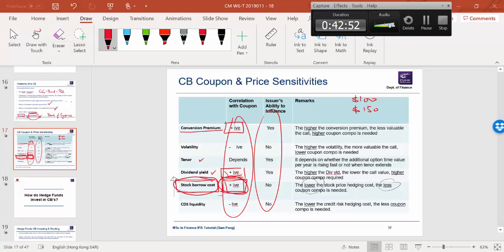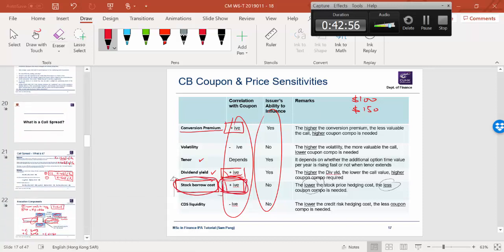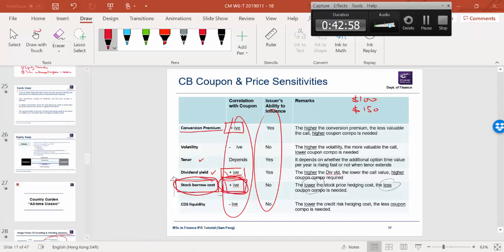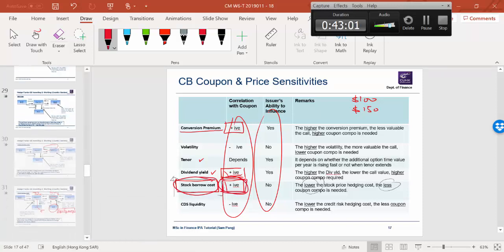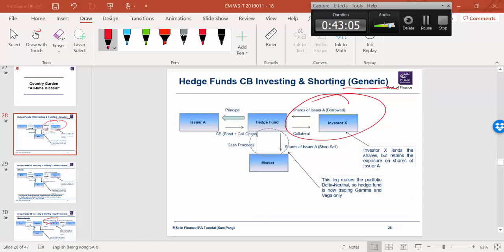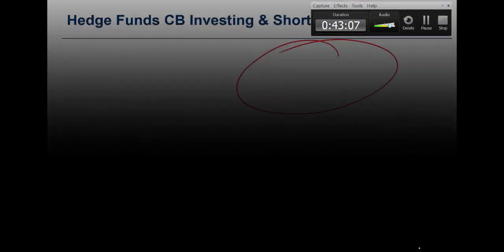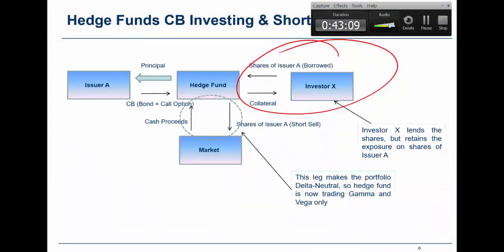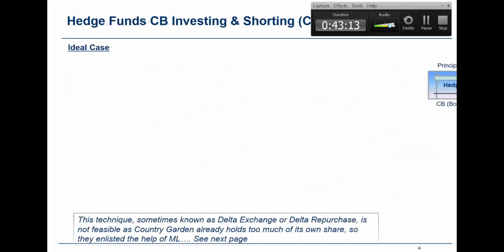So when it's very hard to borrow a stock, then investors don't like it, or at least the hedge fund community, they don't like it. And either they say, okay, I'm walking away, or I want more compensation in terms of coupon. Now, this is normally how a hedge fund would trade a CB.